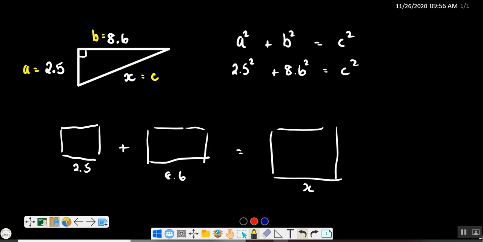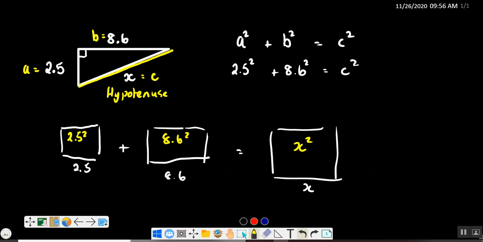No. The only one that actually matters is, what was this called? Do you remember the name of this side of the triangle? Had a P in it. It's the hypotenuse, wasn't it? And the hypotenuse is always C. Right, that's one thing there. Then the two smaller ones up. So we've got 2.5 squared, and we've got 8.6 squared is equal to x squared.